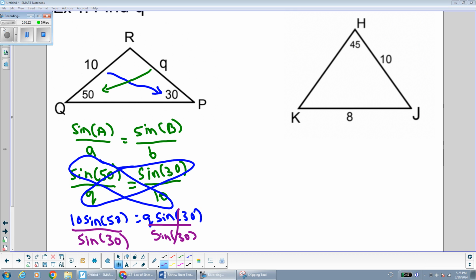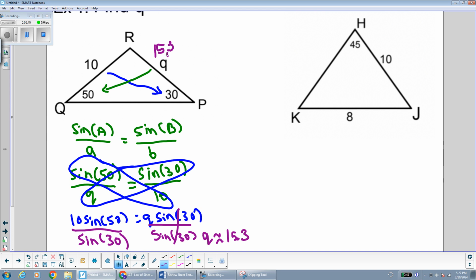And I'm going to round to the nearest tenth. I got that side Q is approximately 15.3 units, approximately 15.3. You type it in your calculator, you should get the same thing. So I'm going to put that here, approximately 15.3.